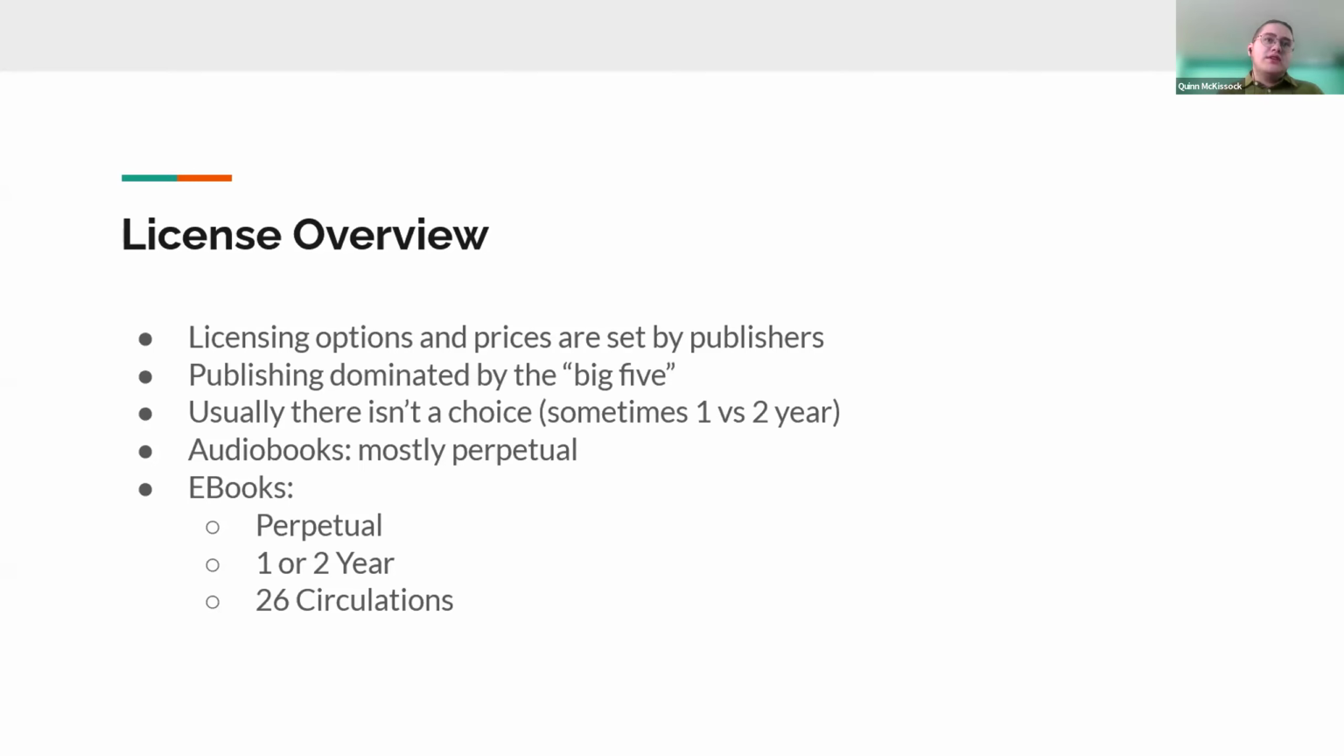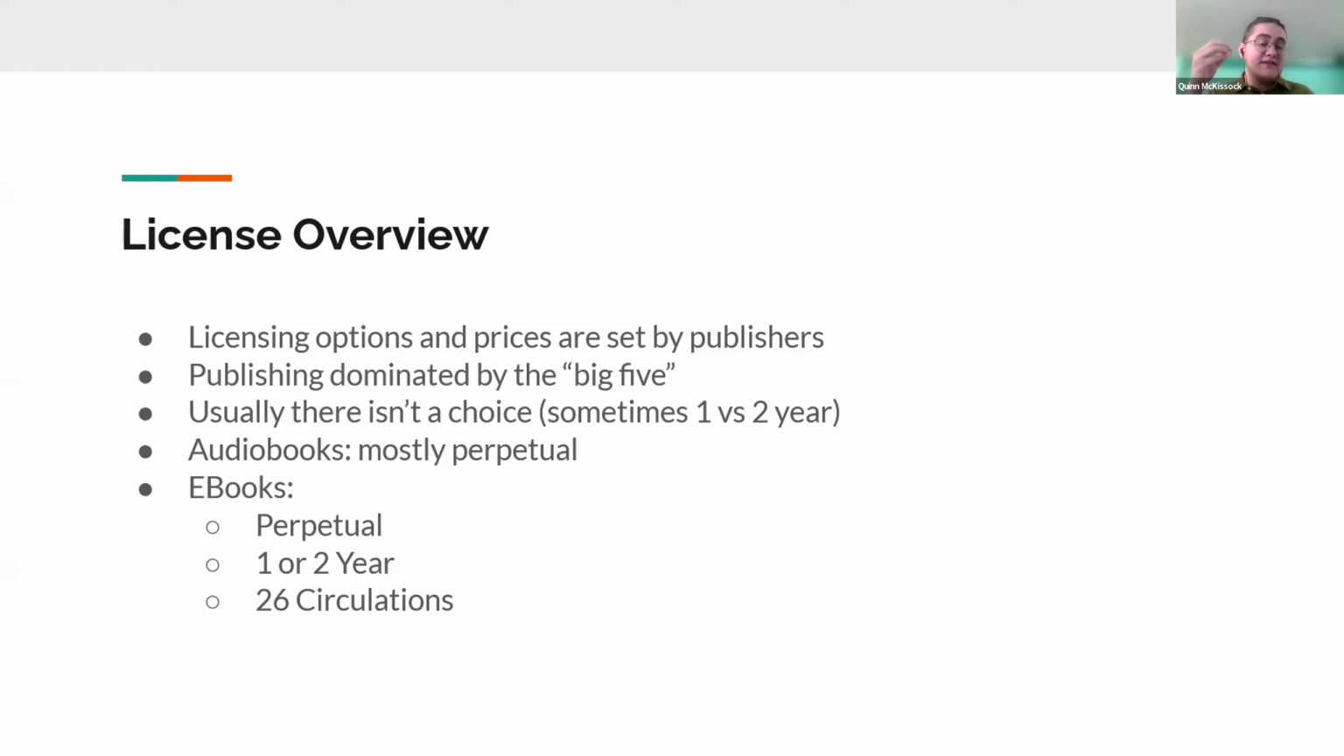But the licensing options and our prices, right, are set by publishers, and we know publishing is dominated by those big five corporations, right? We've got our HarperCollins, Penguin Random House, Hachette, Macmillan, Simon & Schuster, right? And they make up, I don't remember if it's actually the majority, but they are certainly, right, the largest publishers that we're purchasing from.